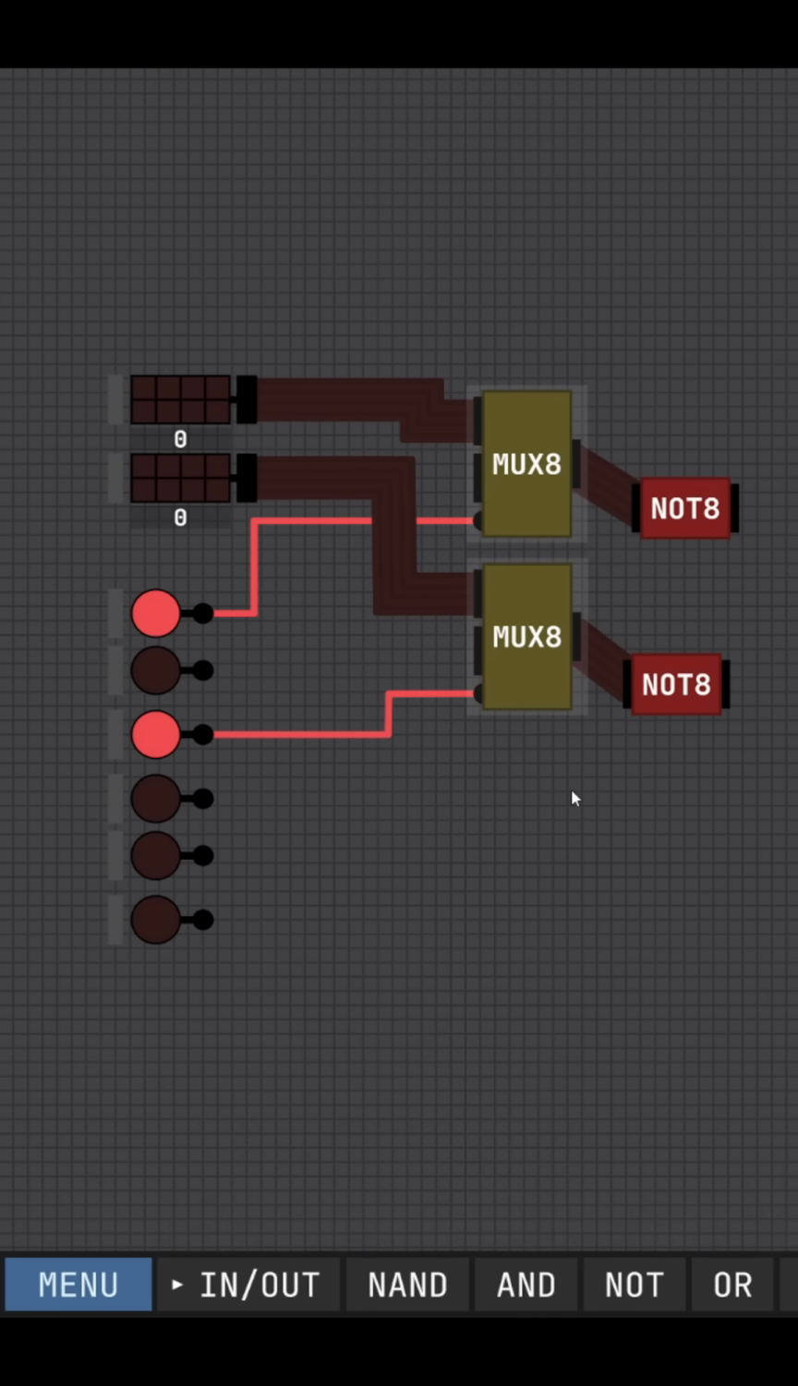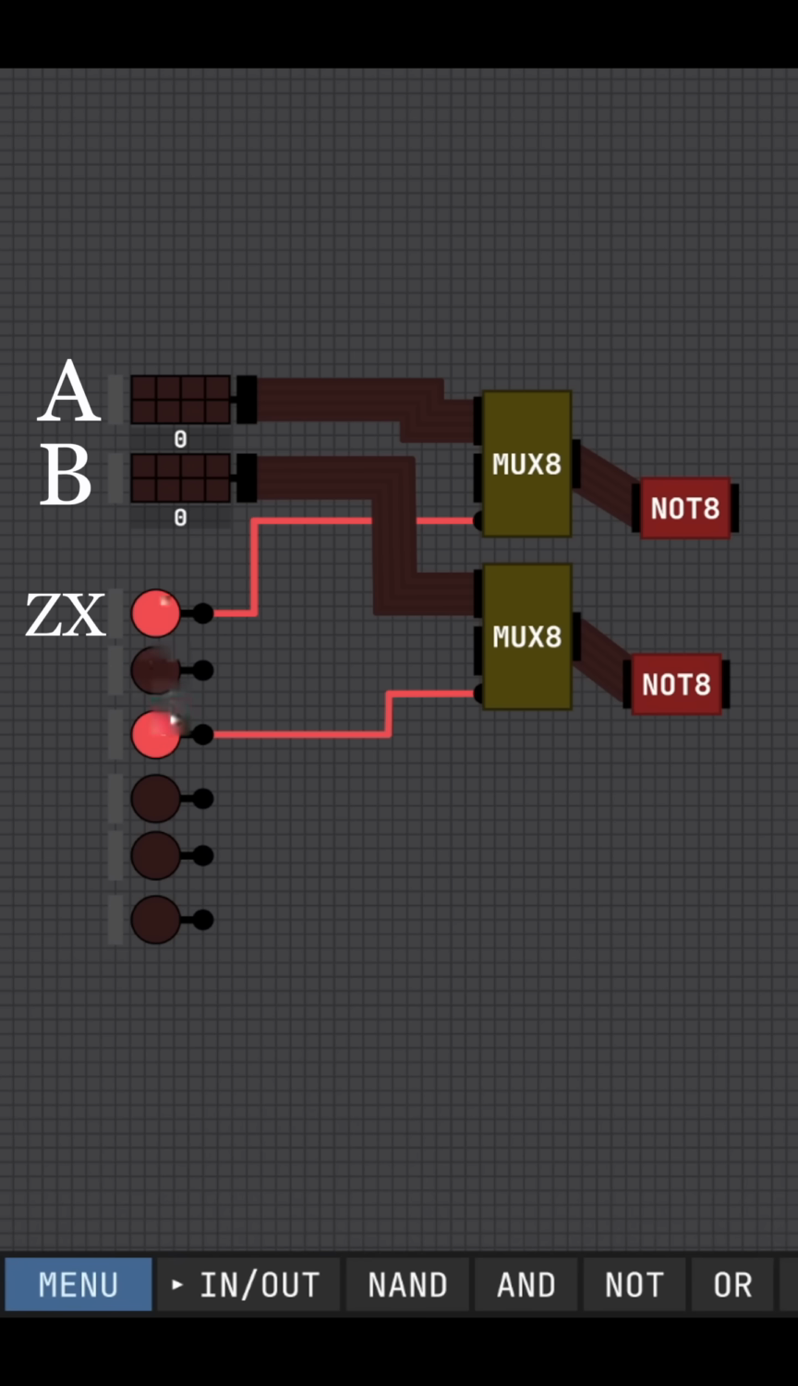As you can see, we have two MUX16 circuits and two NOT16 circuits. On the left, we have some inputs. We have two number inputs. These are labeled as A and B, and we also have six extra buttons. Right now, we can ignore all of these except for these two that are lit up.